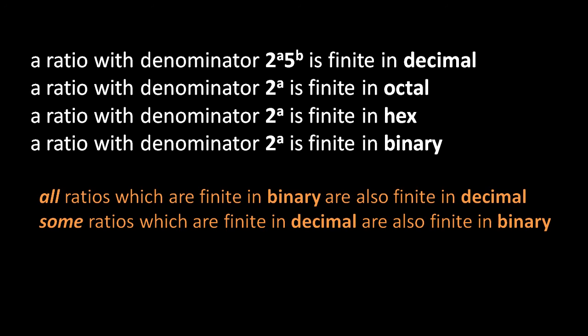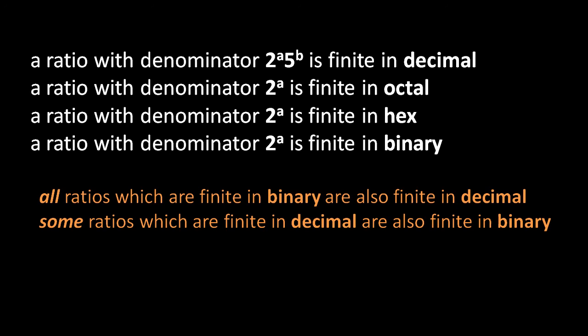then that ratio is finite in decimal. You may have noticed that we didn't include 10 itself as a factor of 10. If instead of 2 to the power a times 5 to the power b, instead we had 2 to the power a times 5 to the power b times 10 to the power c, that would just be redundant. It would be exactly the same, because any exponent of 10 can be produced by 2 raised to some power multiplied by 5 raised to some power. For instance, 10 to the second power is equivalent to 2 to the second power multiplied by 5 to the second power.